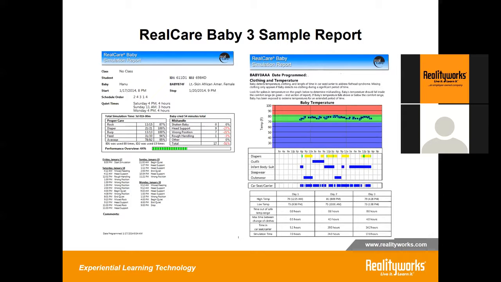And now the second page of the report, which is the new feature with RealCare Baby 3, is showing that clothing and temperature detection and also how long it was in the car seat. So this part of the report you can see in that green area, which is going to be the safer area for baby, that this baby stayed in a good temperature environment the whole time. The next chart down shows which outfits it was actually wearing the entire time. And then finally at the bottom, it goes over the comparison of day 1, day 2, and day 3 with those as well.